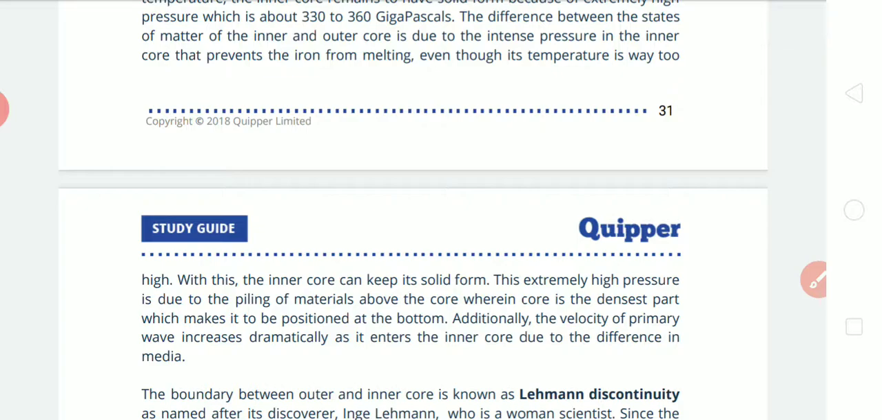Additionally, the velocity of the primary wave increases dramatically as it enters the core due to the difference in medium. So, di ba, si P waves or primary waves, siya naman ito makapenetrate sa outer core, no? Since liquid man ito siya. Now, kung maabot na gani si primary waves class or si P waves sa inner core, mupaspas na pod ang pag-relay niya sa energy. Kasi nga, P waves travel faster in solid media. Tapos, mo slow down siya when it reaches a liquid medium.